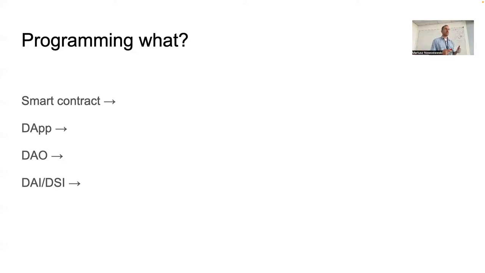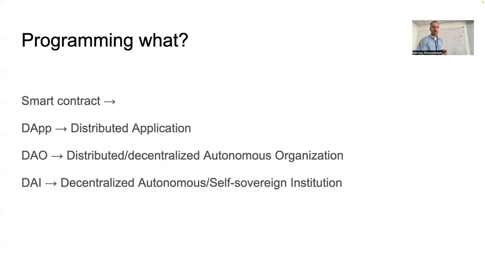And then we have decentralized applications. A decentralized application is something that combines multiple contracts and interfaces with the real world, right? And if you want to build something that has stakeholders who make decisions, we often call it a DAO. A DAO is a distributed, decentralized, autonomous organization, which combines multiple people to make decisions and govern the DApp, which is developed by the community.